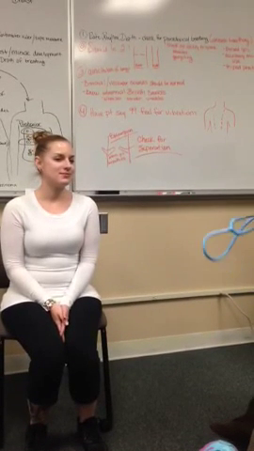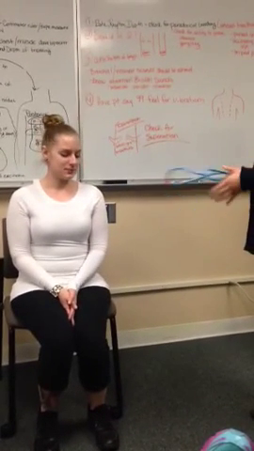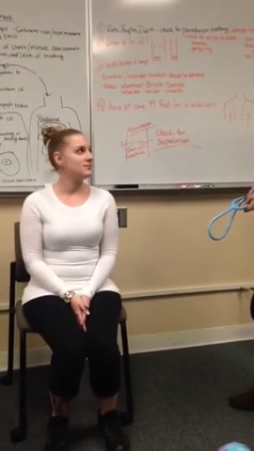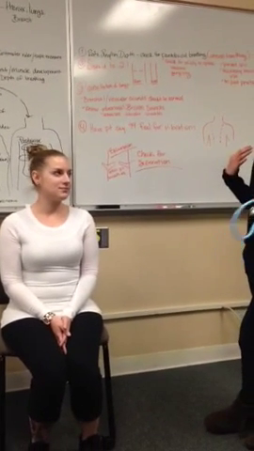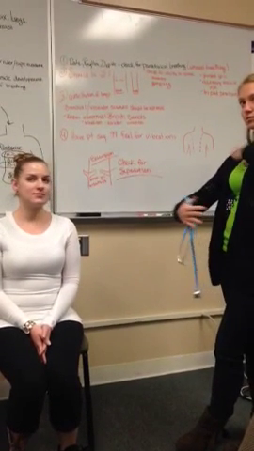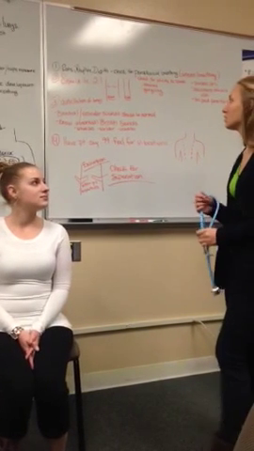The first thing we want to do is inspect the rate, rhythm, and depth of breathing. So just count respirations, and then check for paradoxical breathing. Paradoxical like this way, or paradoxical this way. So it could be either way.